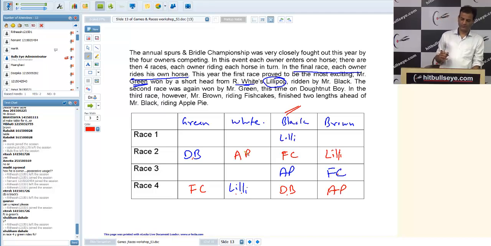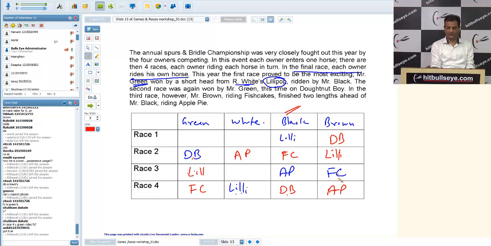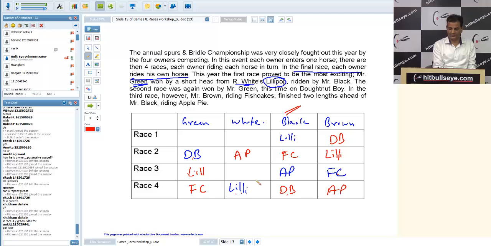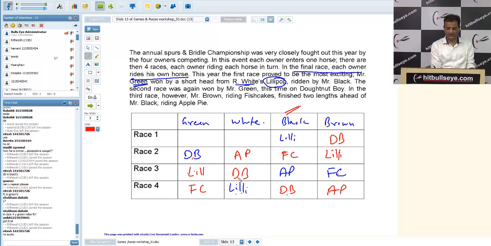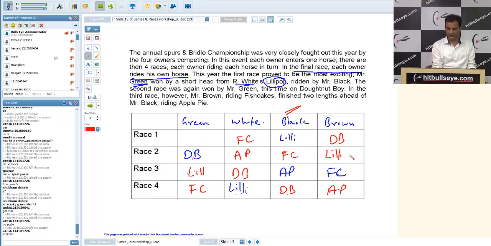Now just see, I have left with AP, FC, Lily, and another is DB. I have written DB over here. So I have left with FC, AP; DB cannot be here. Clear? So here it should be Lily, and I have left with FC, AP, Lily, and DB. Now I have left with Lily, DB, AP, and last is FC. And here it is given, I have left with AP. So this is the total completion of the table.